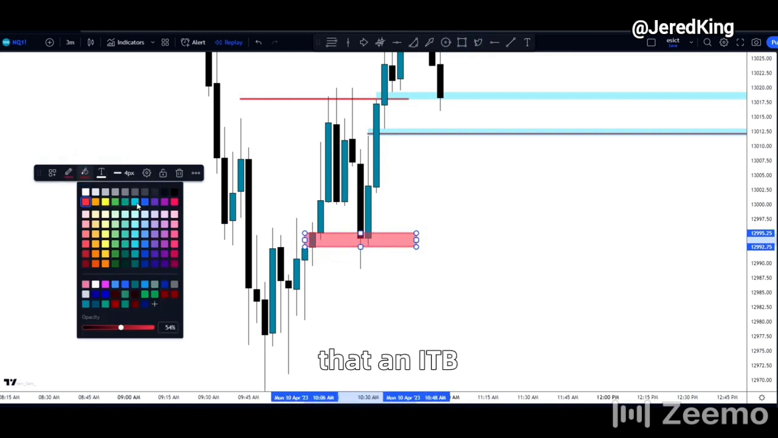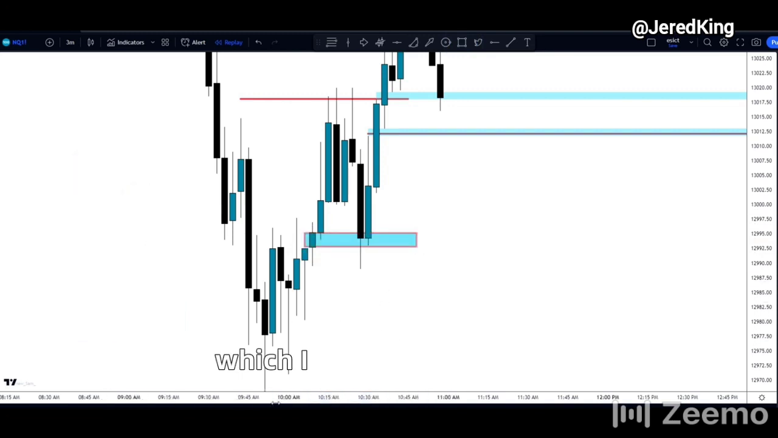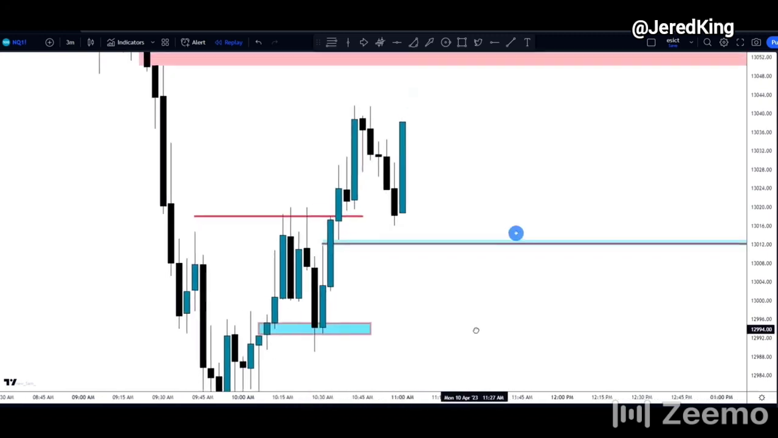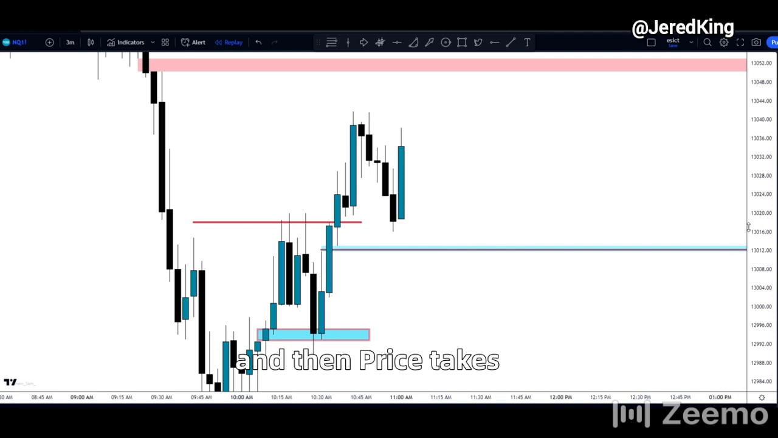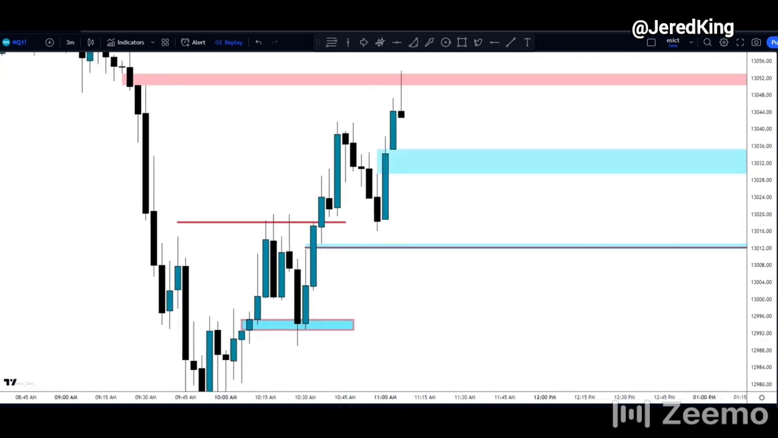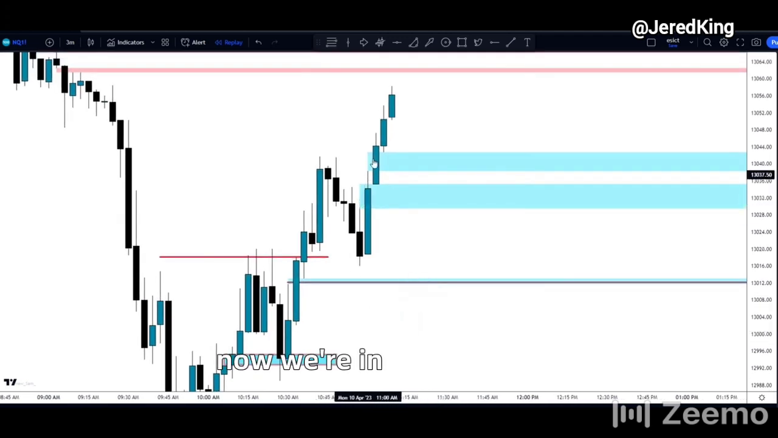that an ITOB, which I talk about in other videos, but it is a low that dips down into a fair value gap. The last down close candle here is the intermediate term order block. So it's an order block that fills a fair value gap. Let's go forward, and then price takes off that way. So then now we're in major profit.